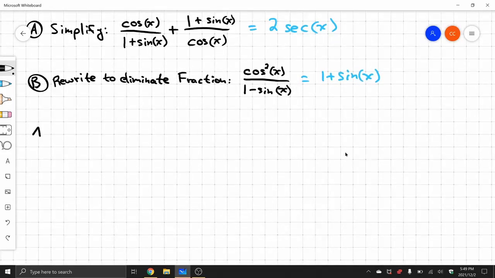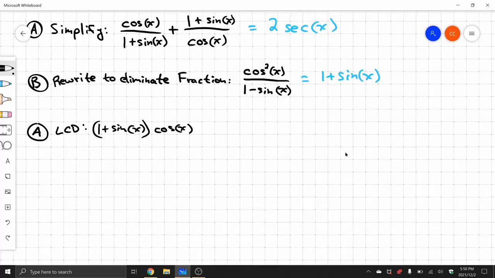So for our A, what are we gonna do first? Well, first thing we need to do is find our least common denominator. Okay, our least common denominator is gonna be 1 plus sine of x times cosine x, okay?